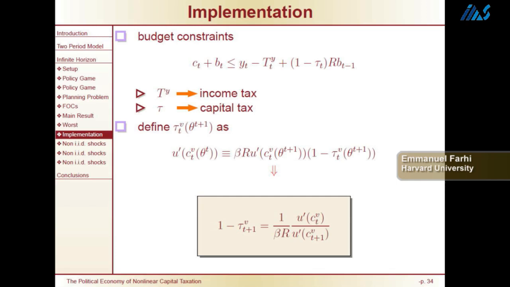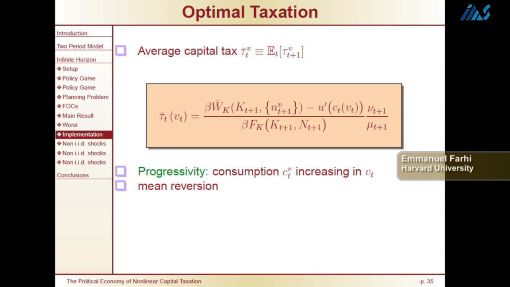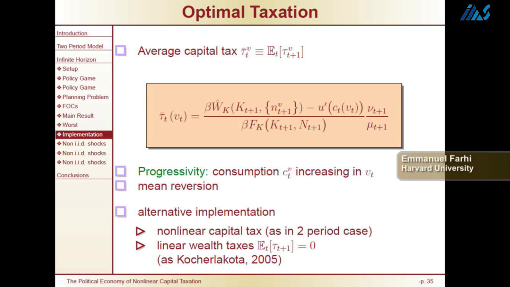And what you find is that the tax is defined this way, and the average tax on capital is given by this formula. Okay. And you get progressivity because this function here, which is the only part of this formula that depends on VT, is going to be increasing in VT. So you get progressivity in continuation VT.